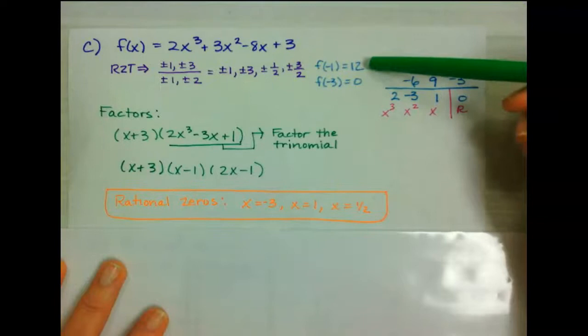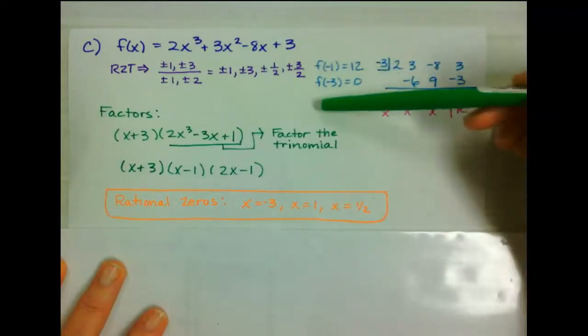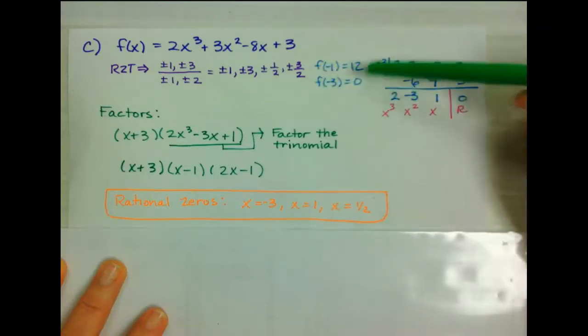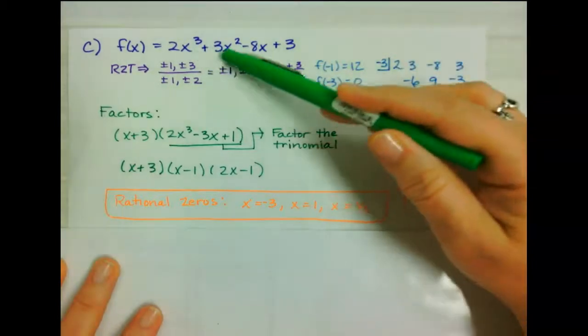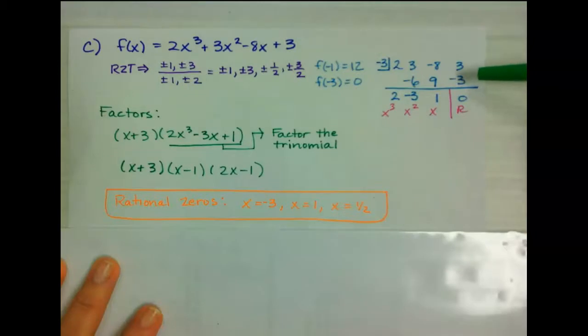So then I started plugging them in. I plugged in a -1 and I got 12. That's not a factor. I plugged in a -3 and got 0. That is a factor. So that's what I use in my synthetic division. So notice there's a 3, 2, 1, 0. So all powers are accounted for. So I don't need any placeholders.